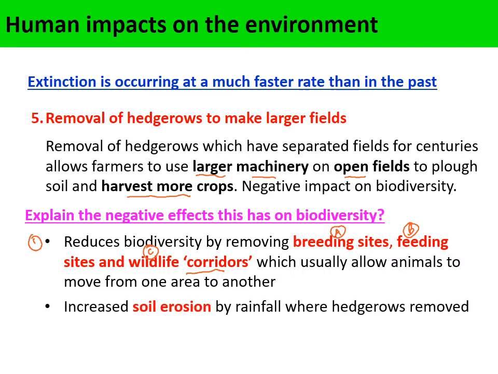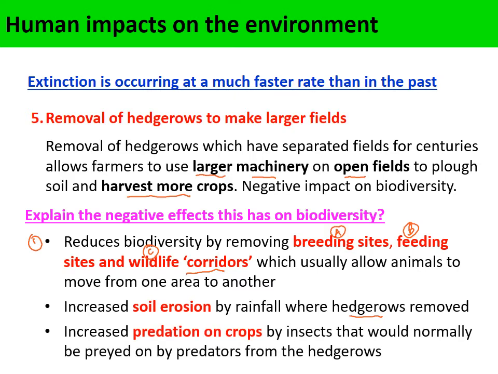Now another idea is that if you remove hedgerows, you remove these plants, and that might lead to increased soil erosion. So when there's heavy rainfall, it can wash away some of the soil that's been exposed by the removal of the hedgerow.